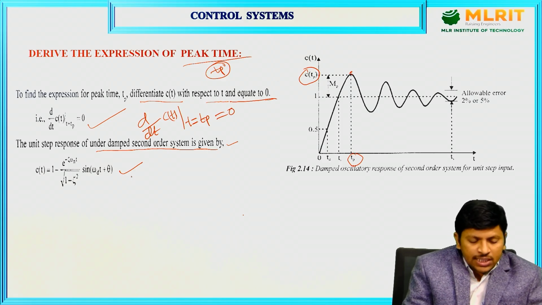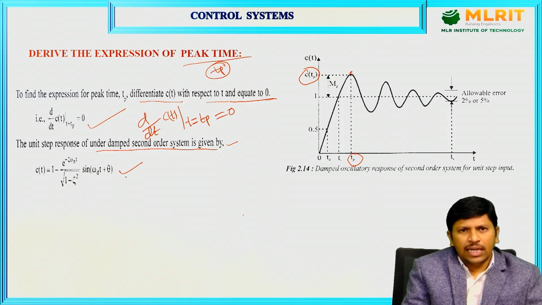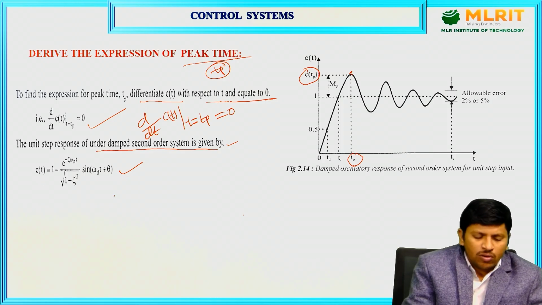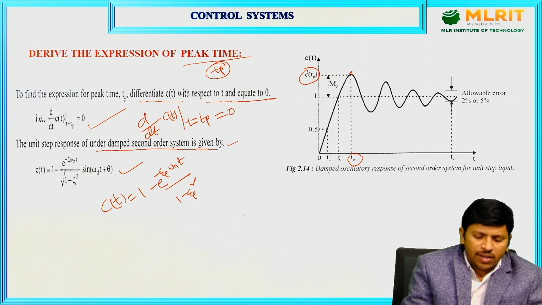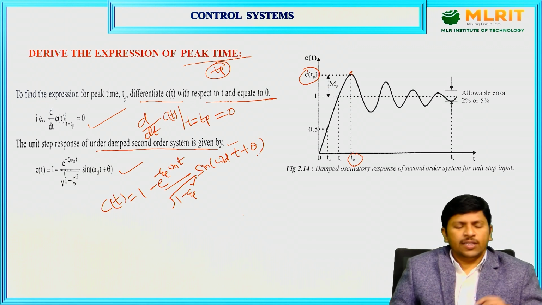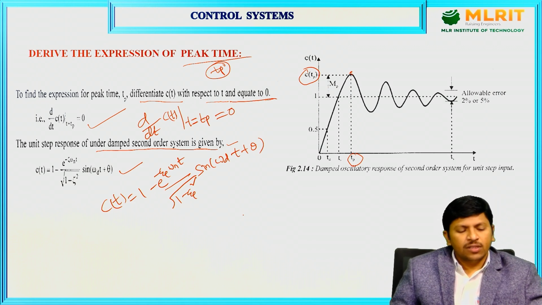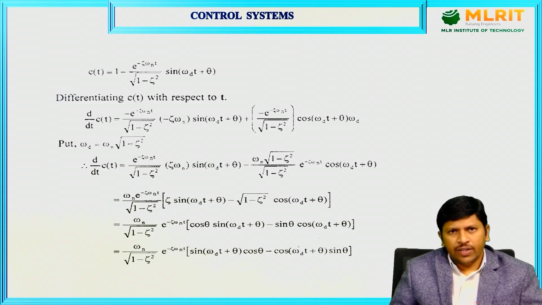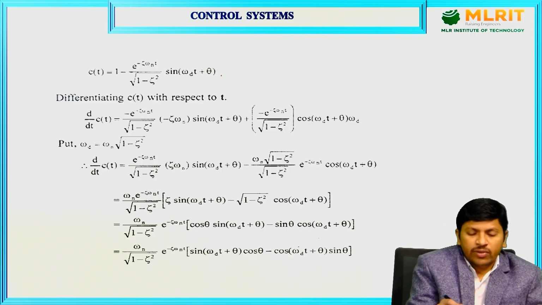Now, this is a very important equation. c of t equals to 1 minus e power of minus zeta omega nt divided by under root 1 minus zeta square sine of omega dt plus theta. Next, now differentiating and equating that equation. So this is our equation.